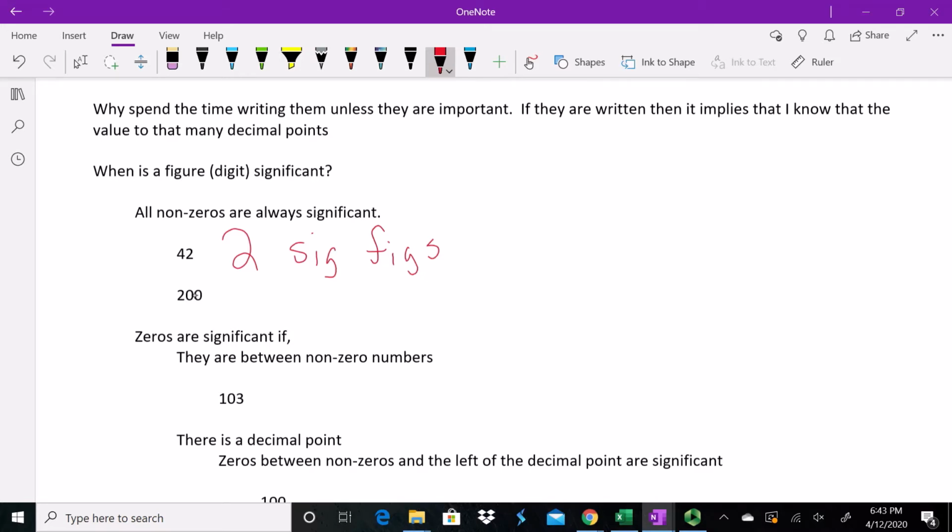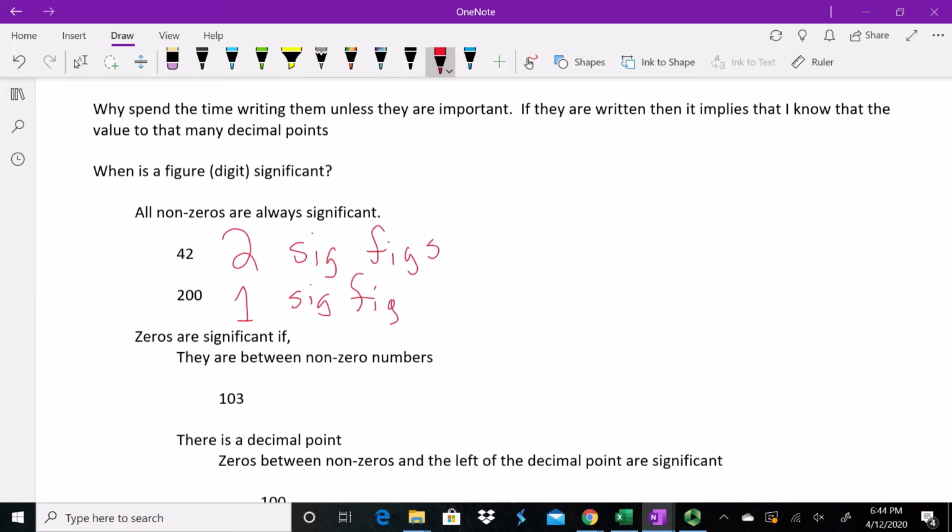But I don't necessarily know that these zeros are accurate. Maybe the real value is 199, maybe it's 201, maybe it's 200.1. I really don't know the accuracy of it, so I can't necessarily say that they're significant. So instead, I just take the non-zero number and say I have one sig fig or significant figure.